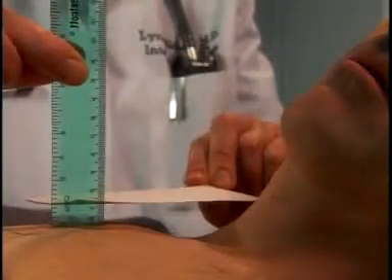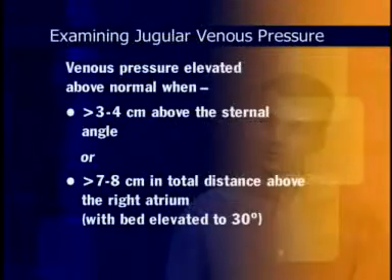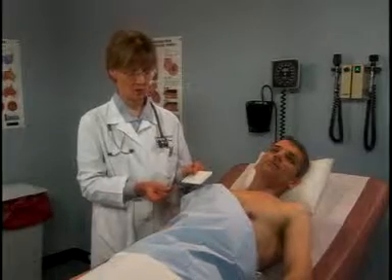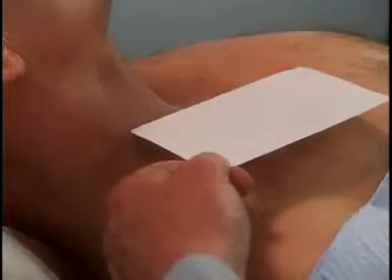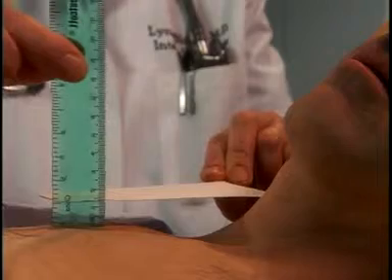In this patient, the JVP is about 1 centimeter above the sternal angle, with the head of the bed elevated 30 degrees. Venous pressure is elevated above normal when it measures at greater than 3 to 4 centimeters above the sternal angle, or more than 7 to 8 centimeters in total distance above the right atrium, with the bed elevated to 30 degrees. The steps for measuring the JVP, when followed carefully, result in a measurement that is important for assessing the intravascular volume status in euvolemic, hypervolemic, or hypovolemic patients.